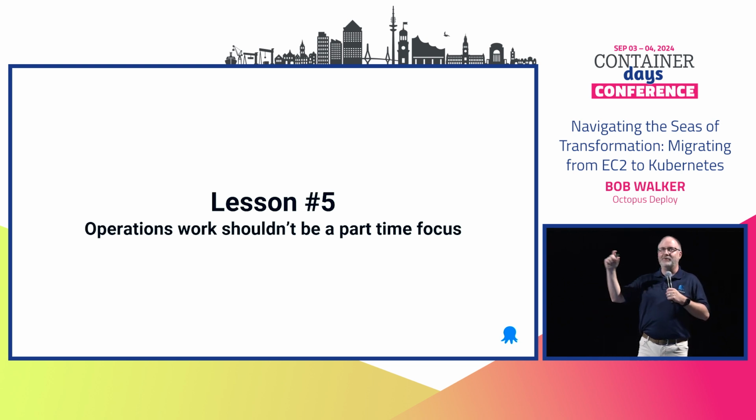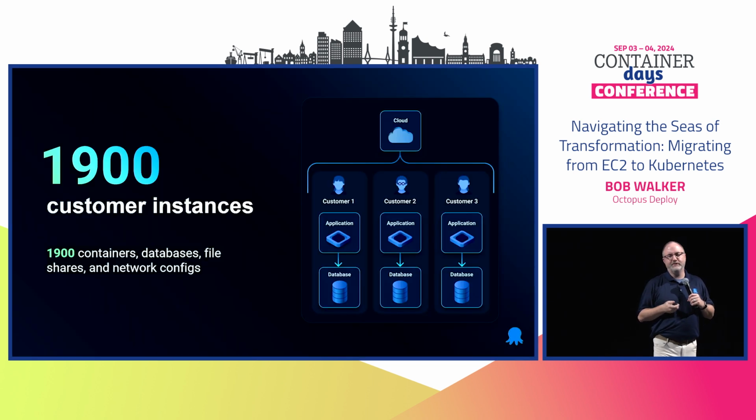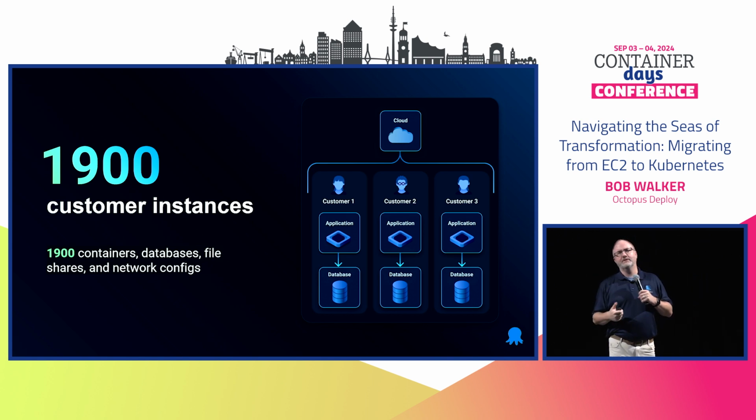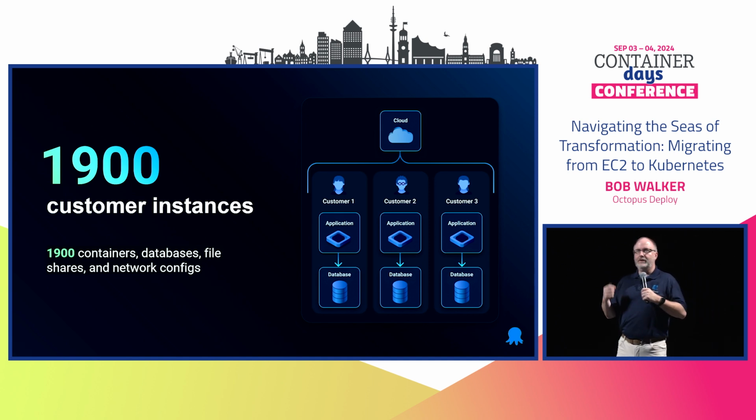We had one dedicated person, and that poor person, it was like the old cartoons, running around trying to plug all the holes. I felt really bad for him. And we quickly learned that that was not going to work for us. Because you have to understand, we have 1,900 customer instances. This means we have 1,900 containers, 1,900 databases, 1,900 file shares, and 1,900 network configs that we all have to make sure are working 100% of the time, all the time. And we couldn't have one person doing that. We needed a dedicated team.